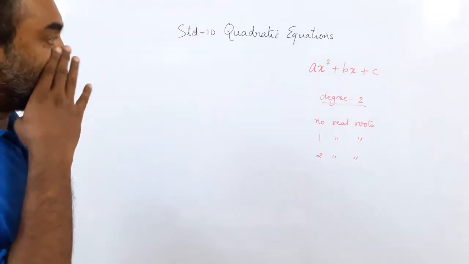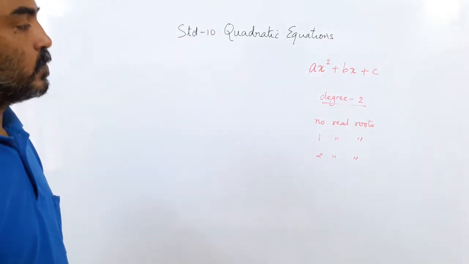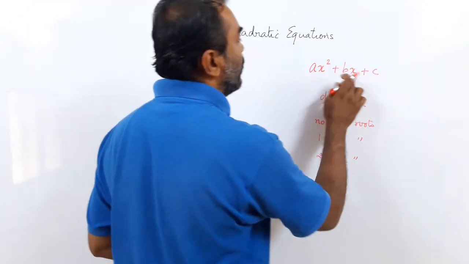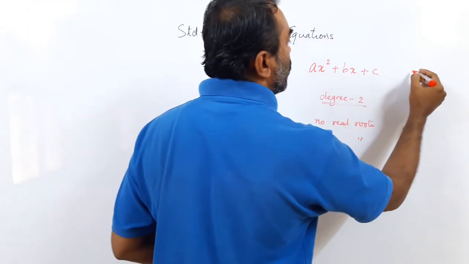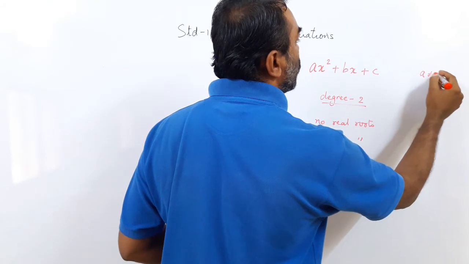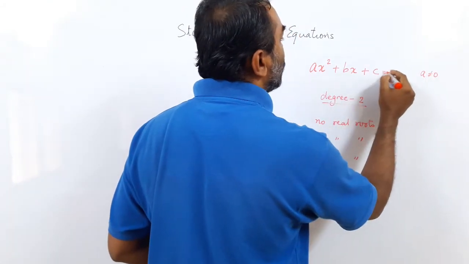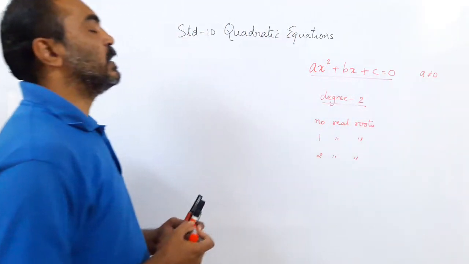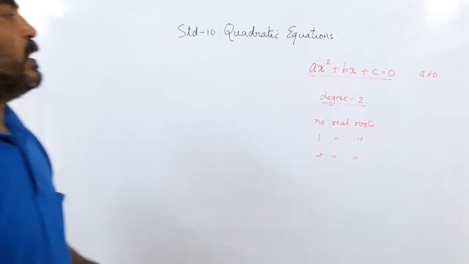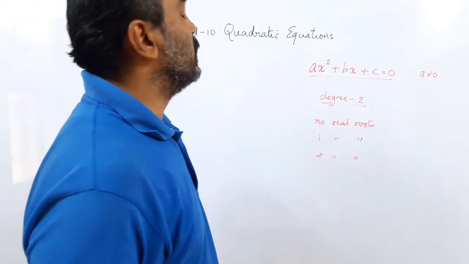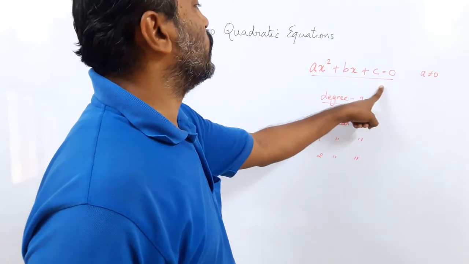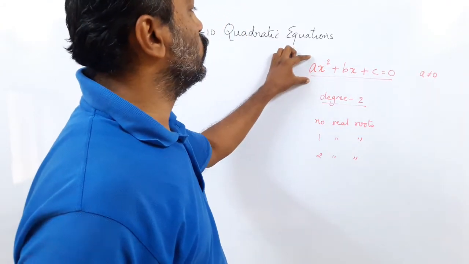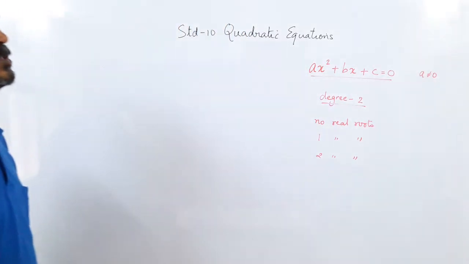Okay? But what is the meaning of the word root? We did that in the previous chapter also. This is a quadratic polynomial in one variable, x is the variable here, where a is not equal to 0. So when this polynomial is equal to 0, it has become a quadratic equation. When ax square plus bx plus c equals 0, then we have a quadratic equation, provided a is not equal to 0. So when the degree of the equation is 2, it is called a quadratic equation.